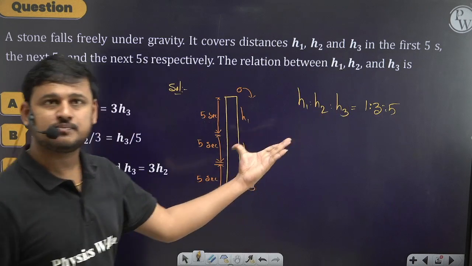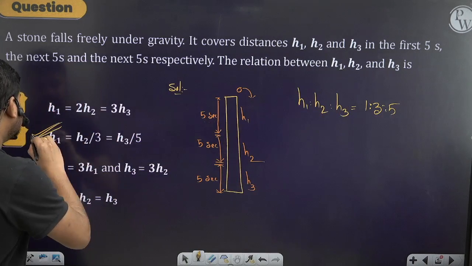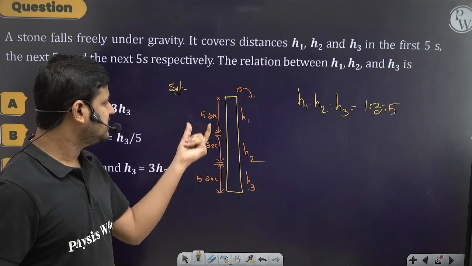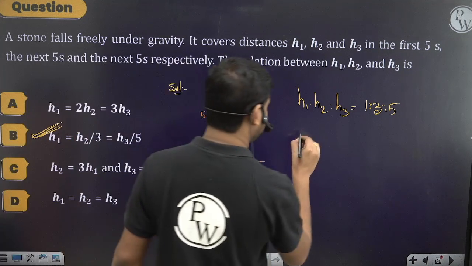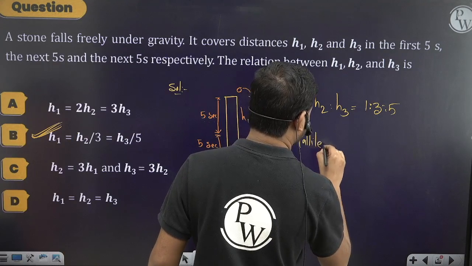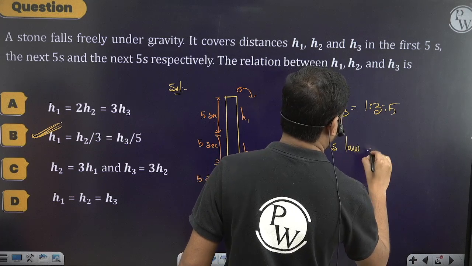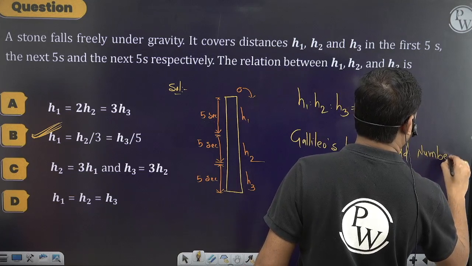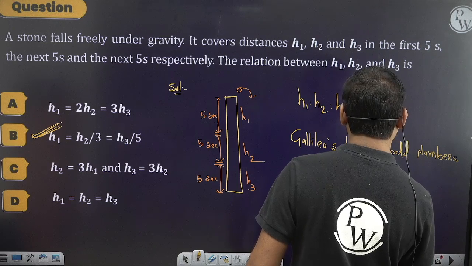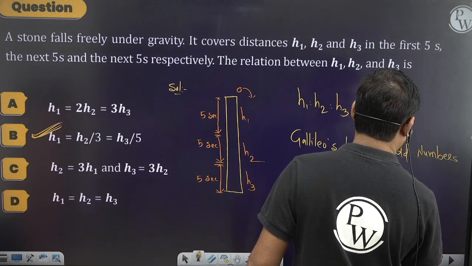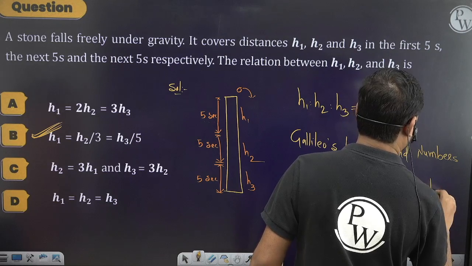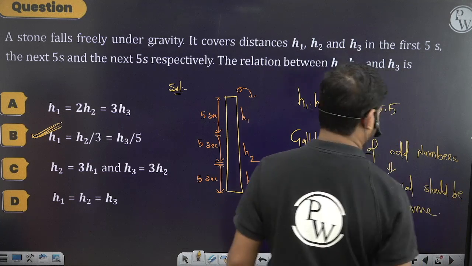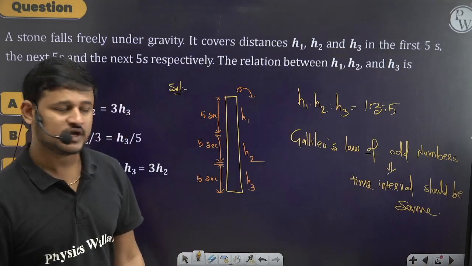So without going for the procedure, you can simply do it by this trick, Galileo's law of odd numbers. One thing you should note, that is the time interval should be same for Galileo's law of odd numbers. So time interval should be same. Okay, clear this part? Sure.